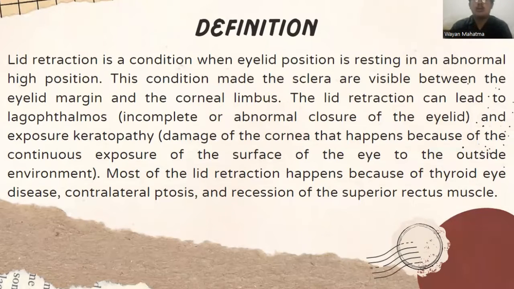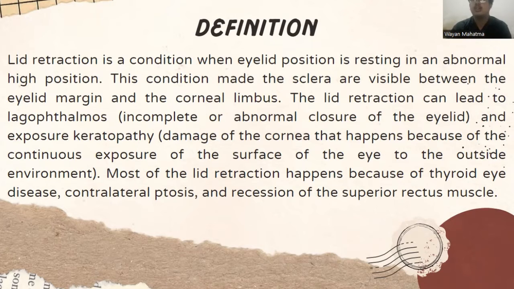Okay, now I will continue the presentation. My name is Mahatma. Last digits of my name are 130. The definition: lid retraction is a condition when eyelid position is resting in an abnormal high position. This condition makes the sclera visible between the eyelid margin and the corneal limbus. The lid retraction can lead to lagophthalmos and exposure keratopathy.